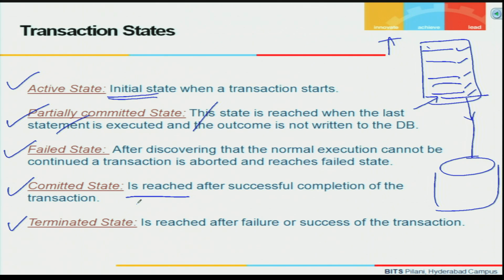Once that is done perfectly, that is, the modifications are effected onto the database, it will reach the committed state. And once it has completed, that means when it reaches the committed state, it will go to the terminated state. Or once it has failed, then also it will go to the terminated state. This terminated state is reached after failure or success of the transaction.